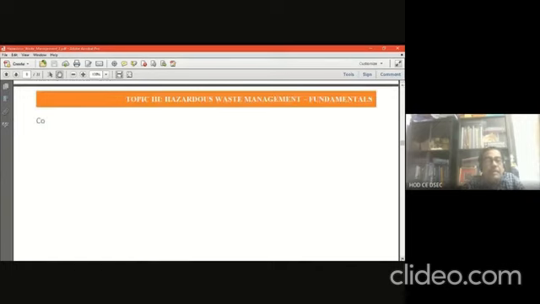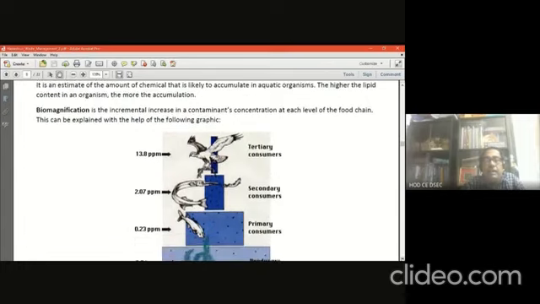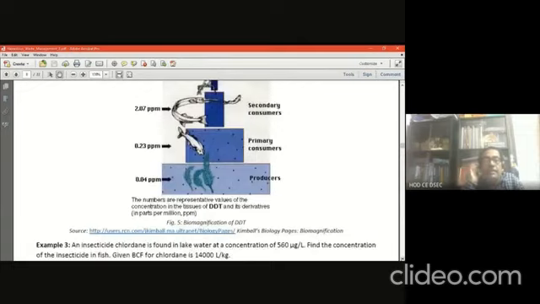What is biomagnification? Biomagnification is the incremental increase in a contaminant's concentration at each level of the food chain. This can be explained with the help of the following graphic. See the food chain, I am just explaining it to you. The numbers are representative values of the concentration in the tissues of DDT and its derivatives in parts per million.